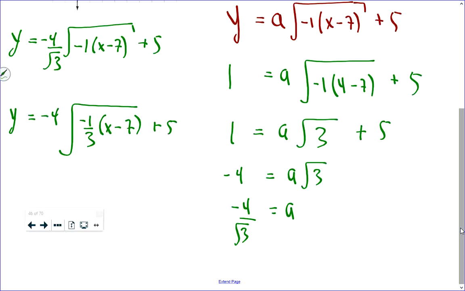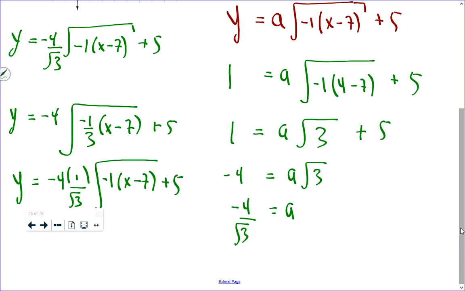That square root of 3, instead of saying times the square root of 3, I could just put it underneath the square root. Or another way to look at it, I could move this root 3 out and put root 3 on the bottom and have the negative 1 x minus 7 plus 5. They're the same thing. They appear different, but they're the same.